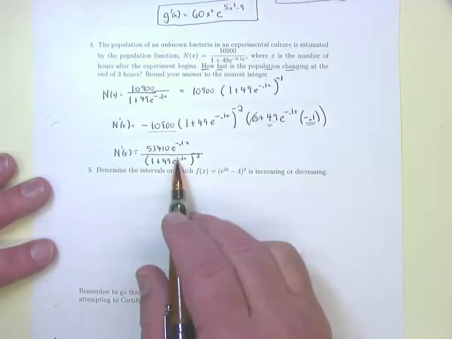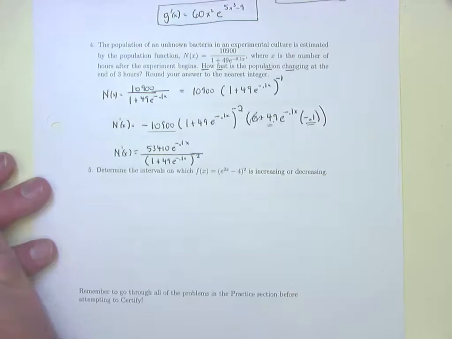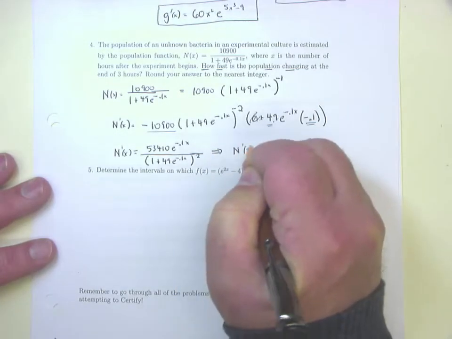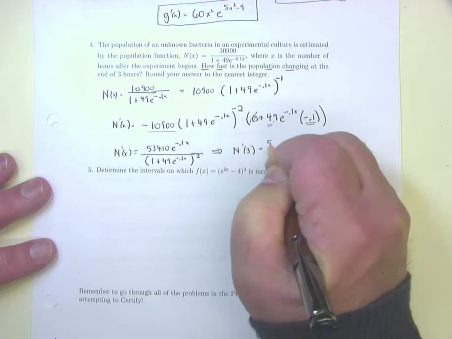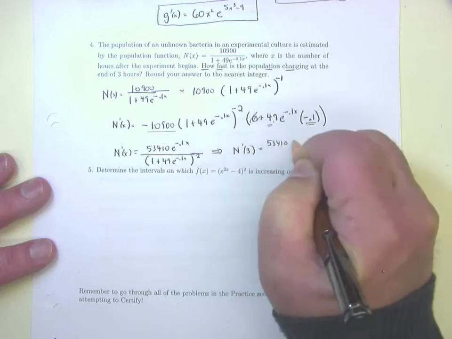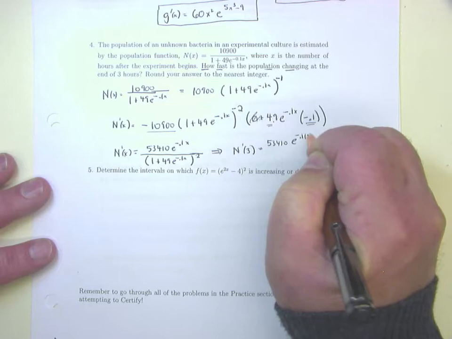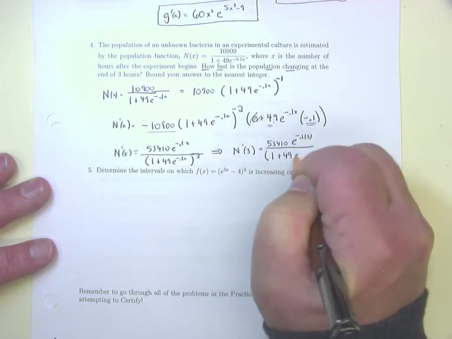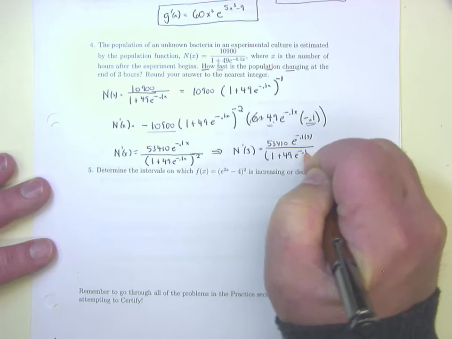So we took a derivative at the end of 3 hours. What are we going to do? Plug in 3. So n prime of 3 would be equal to 53,410 e to the negative 0.1 times 3, divided by 1 plus 49 e to the negative 0.1 times 3, squared.